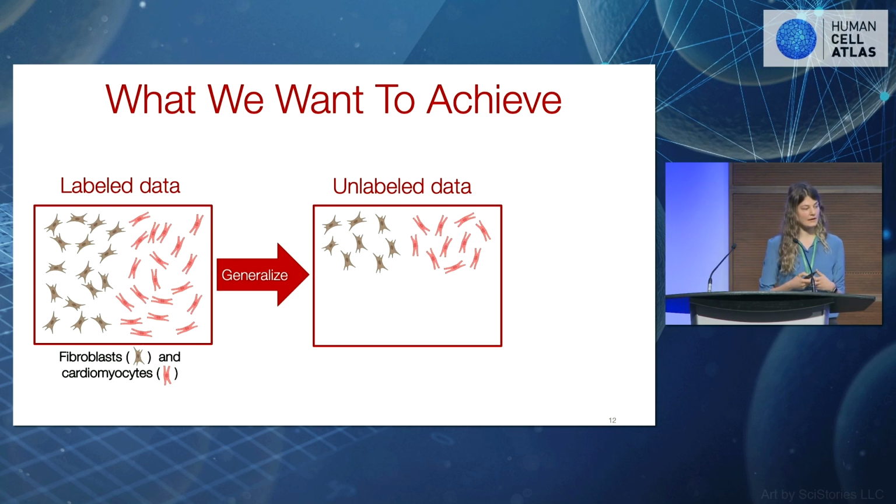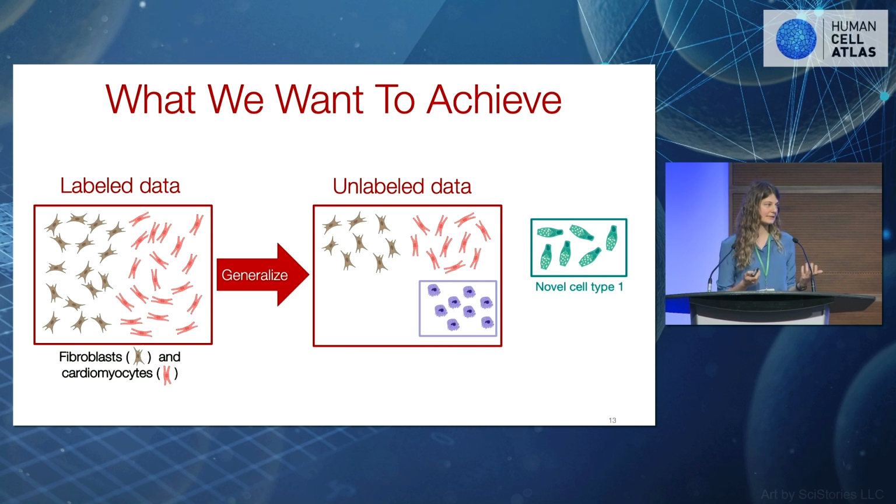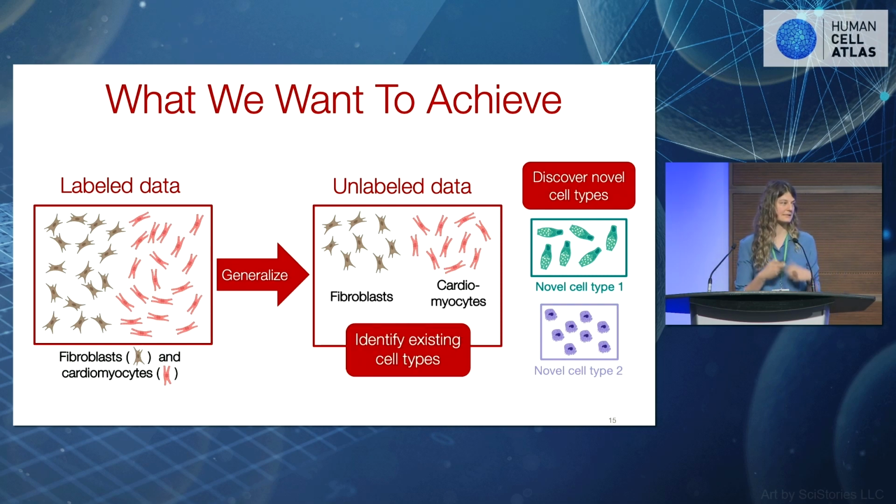What we ideally want to achieve is this: given some reference label data, in this case, for example, label data in which you were able to label cells into 2 different cell types, fibroblasts and cardiomyocytes, as a toy example, and then in your unlabeled data, besides these 2 cell types, you observe some novel cell types and cell states. Ideally, you want to be able to say that these green cells belong to novel cell type 1, and you can group these purple cells and say they belong to novel cell type 2, and you also want to be able to distinguish between these 2 novel cell types. So you want to discover these novel cell types as well as identify the existing cell types by assigning them, in this case, to fibroblasts and cardiomyocytes.